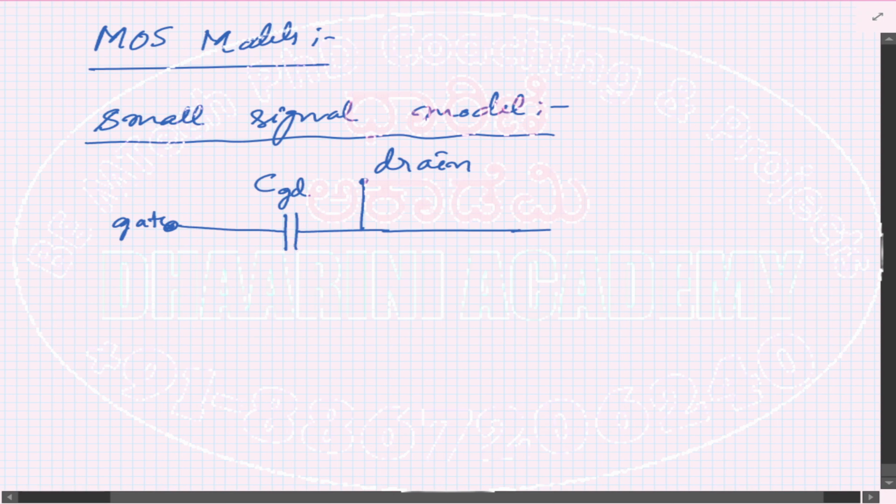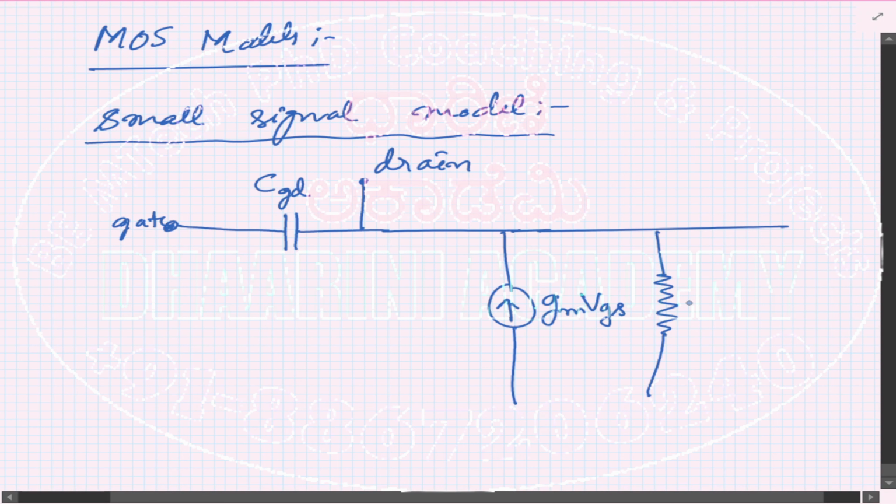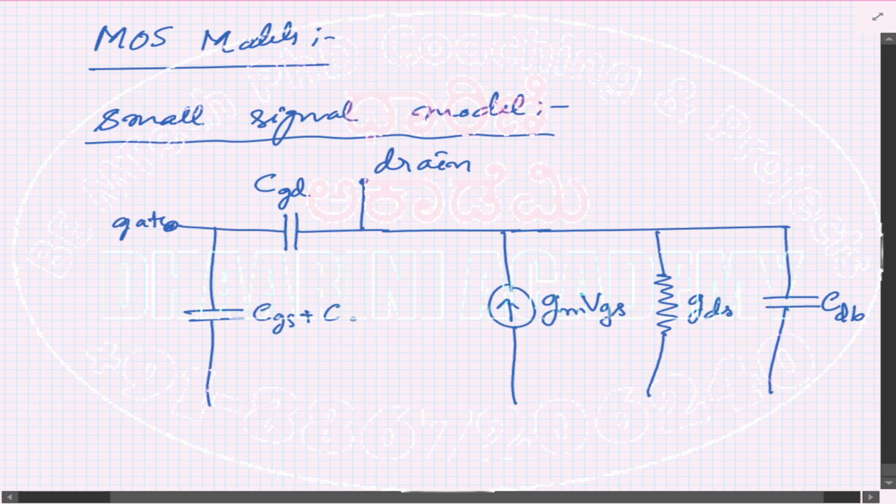followed by there is a current source, that is Gm times VGS. Okay, followed by there is another resistance marked here. This is GDS, and we have a capacitance coming here. This is denoted as CDB. Okay, then on the other side we have another capacitance. This is marked as CGS plus CGB. Okay, so this is connected, and this side you have the source.